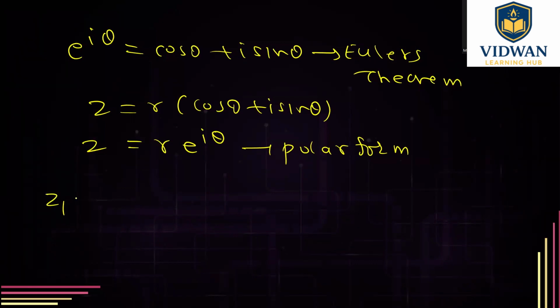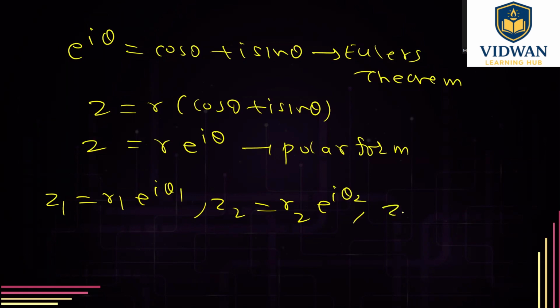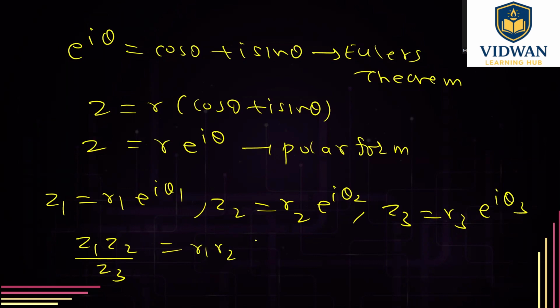For example, you have a complex number r1 e power i theta 1, another complex number r2 e power i theta 2, and one more complex number r3 e power i theta 3, etc. If you have to do something like z1 z2 divided by z3, straight away you can multiply the modulus of these two, that is r1 r2. And when you multiply z1 and z2, powers will add, it becomes e power i theta 1 plus theta 2. Divided by z3, which is r3 e power i theta 3.